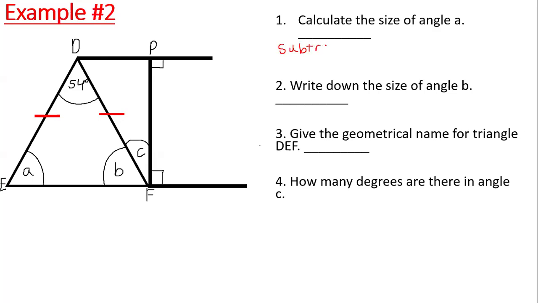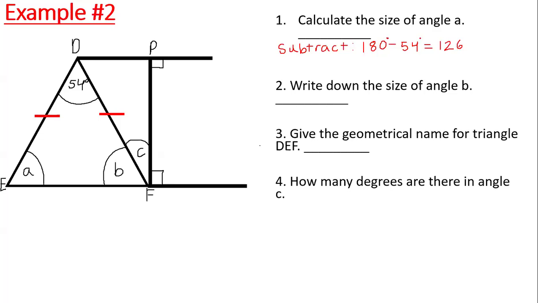So we're gonna say, okay, I'm gonna take away what? 180 degrees minus what? Minus 54. And 180 degrees minus 54 is what? 126 degrees. What y'all got? 126 degrees.